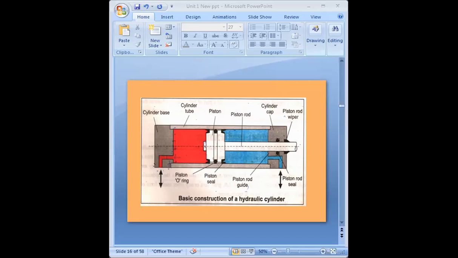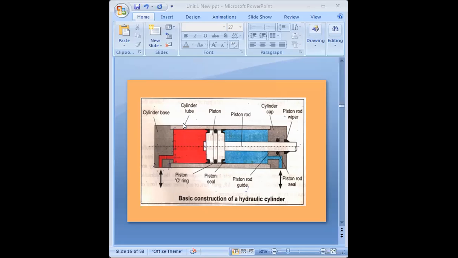Basically, a hydraulic cylinder consists of a cylinder tube which is fitted with a close fitting piston. You can see where the piston is. Just look at my mouse on the screen. This is the piston.